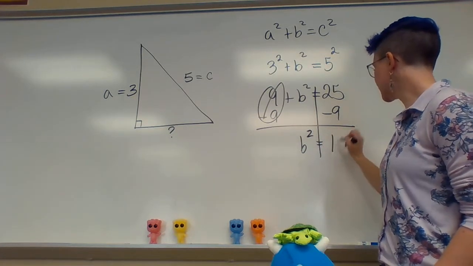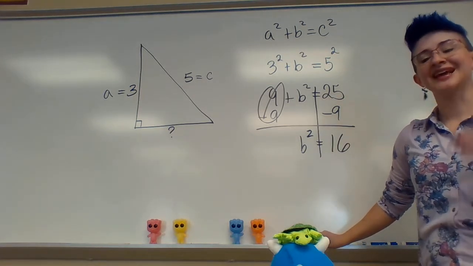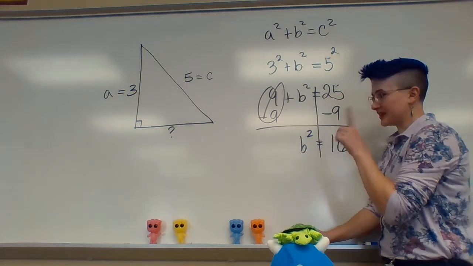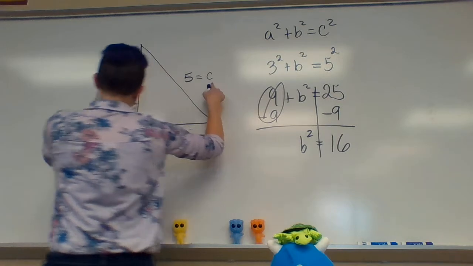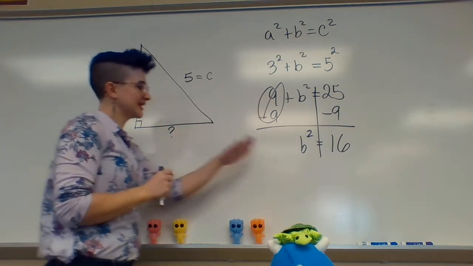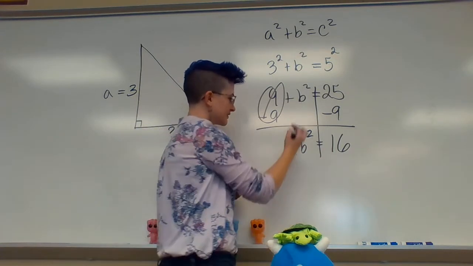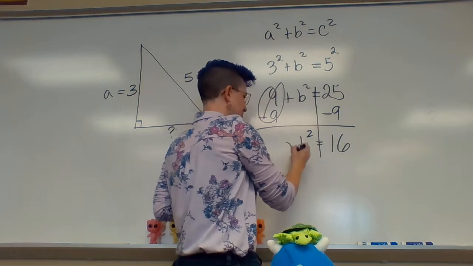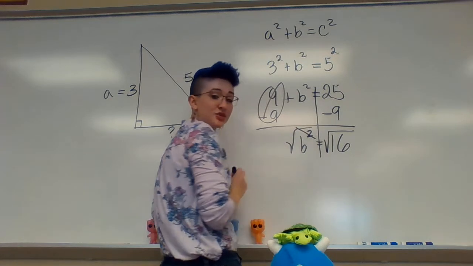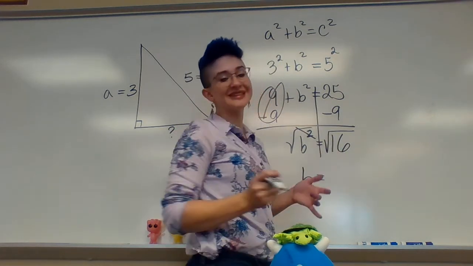equals 16. Okay? And the newest thing added to our equations is taking the square root of both sides. I want to know what b equals. You'll notice that these don't have squares on them. That's not a mistake. They're just the base. So I need to know what b is, not what b squared is. To do that, we gotta take the square root of both sides. So the square root cancels out that square. You have b equals the square root of 16.